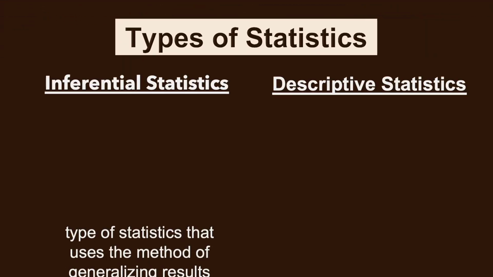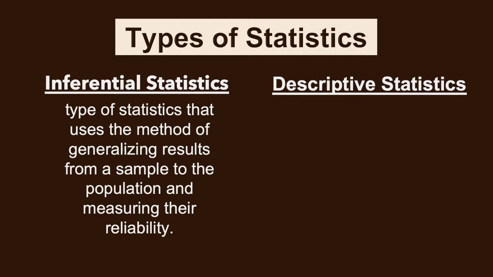When you say inferential statistics, this is the type of statistics that uses the method of generalizing results from a sample to the population and measuring their reliability. The key word in identifying if one study is inferential is from its root word infer. You are generalizing that from a sample to the population.